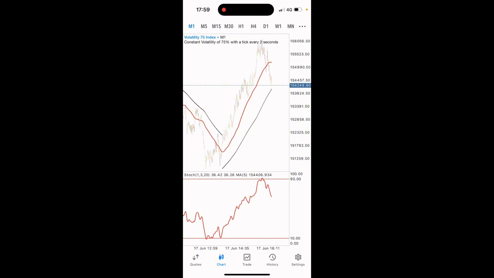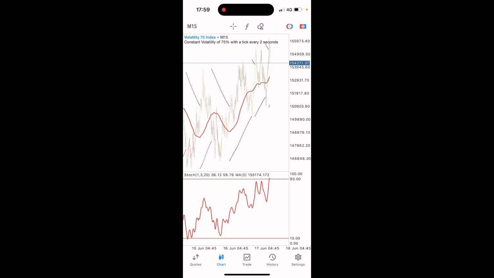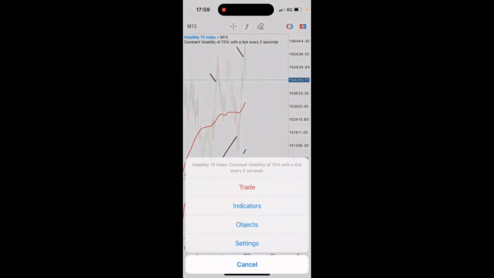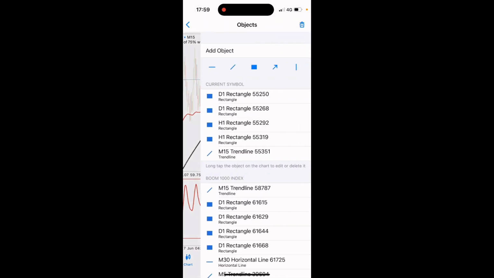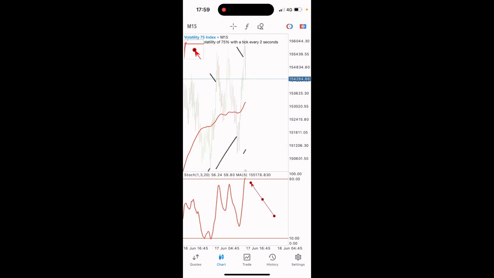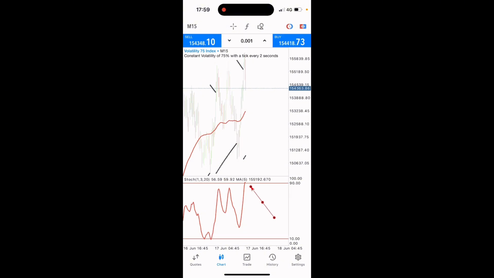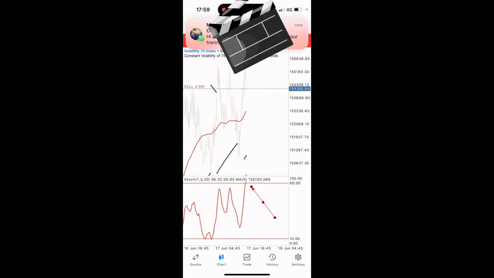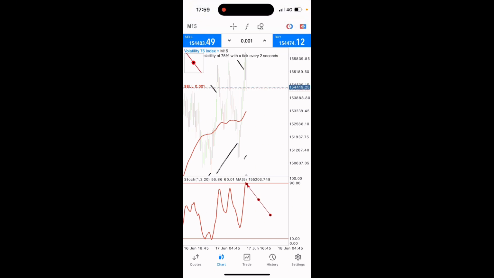If you go on M15, we see that the stochastic is just about to cross here. Whenever it does that, let's try to take on some sells here.